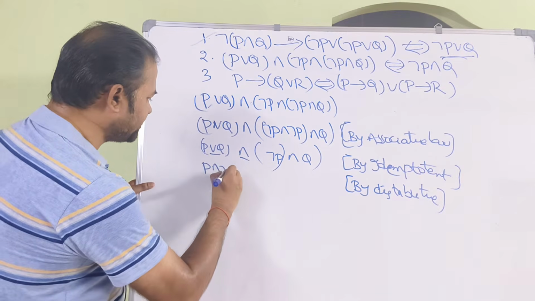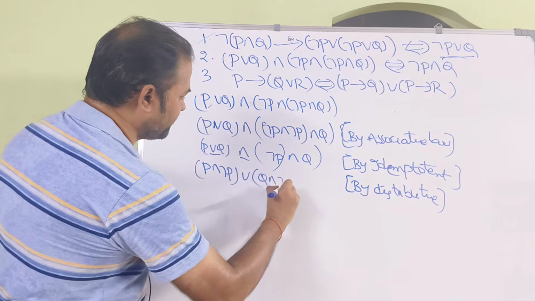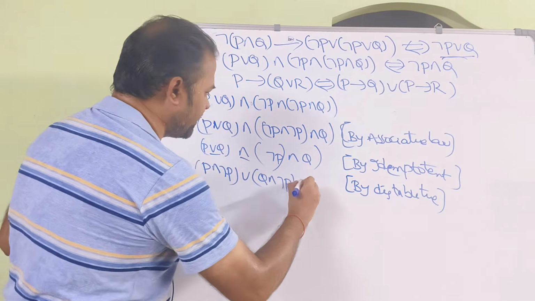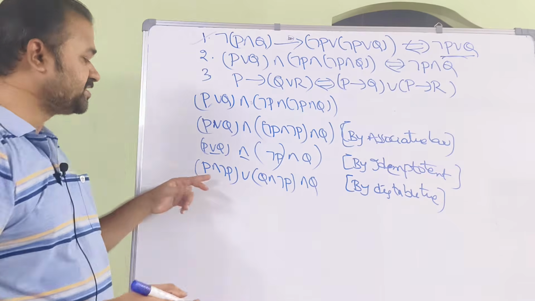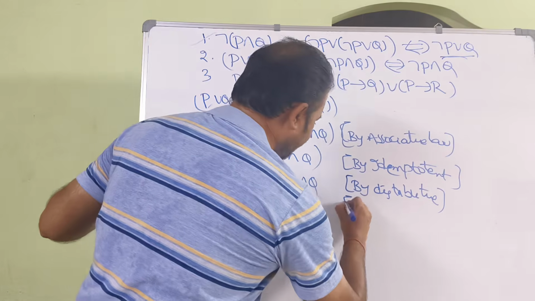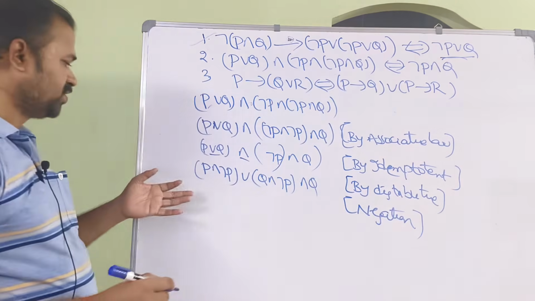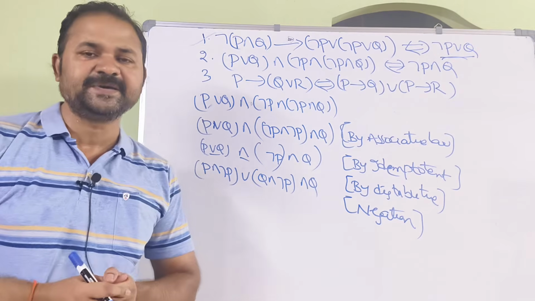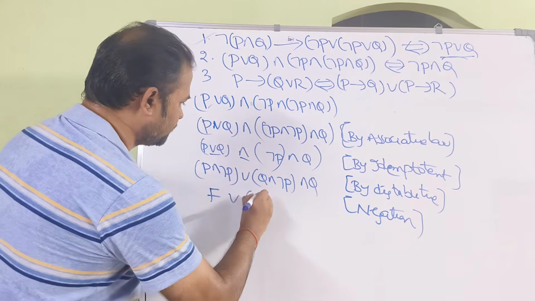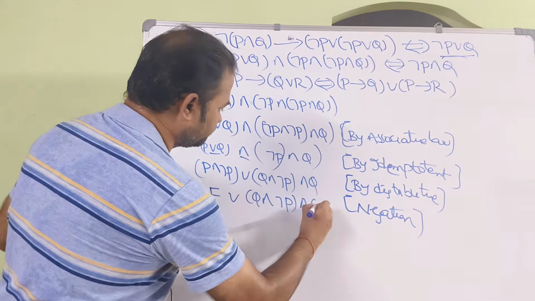So P and negation P, or Q and negation P. So P and negation P, or Q and negation P and Q. P and negation P. This is nothing but which law? We have negation law, or this can also be called inverse law or complement law. What is negation law? P and negation P means it always returns false as the result. So false or Q and negation P. False or Q and negation P and Q.